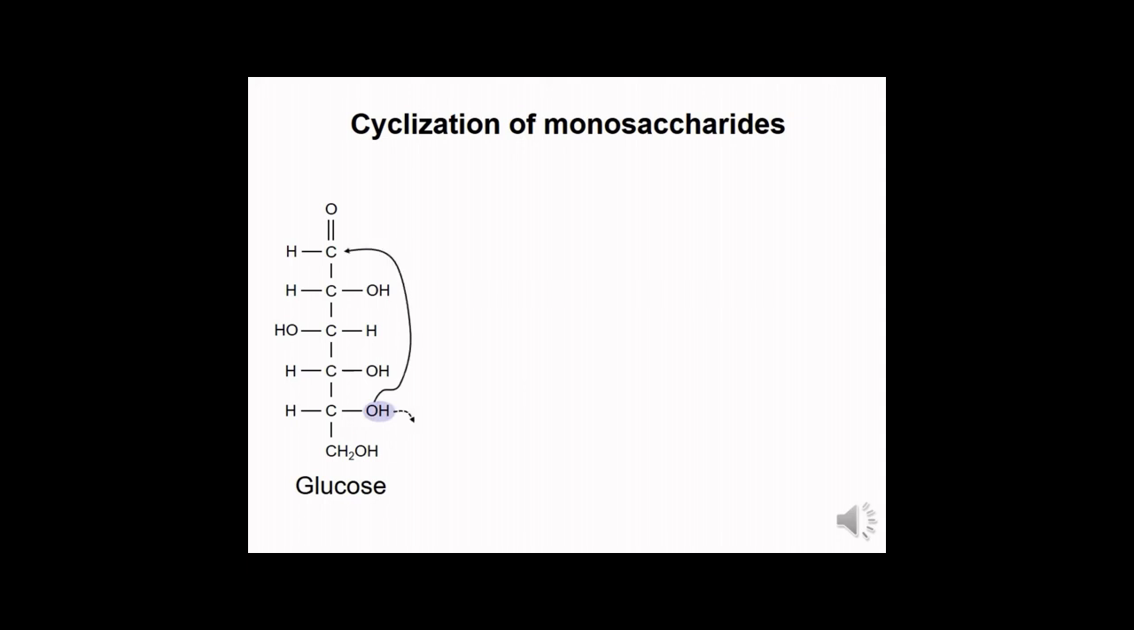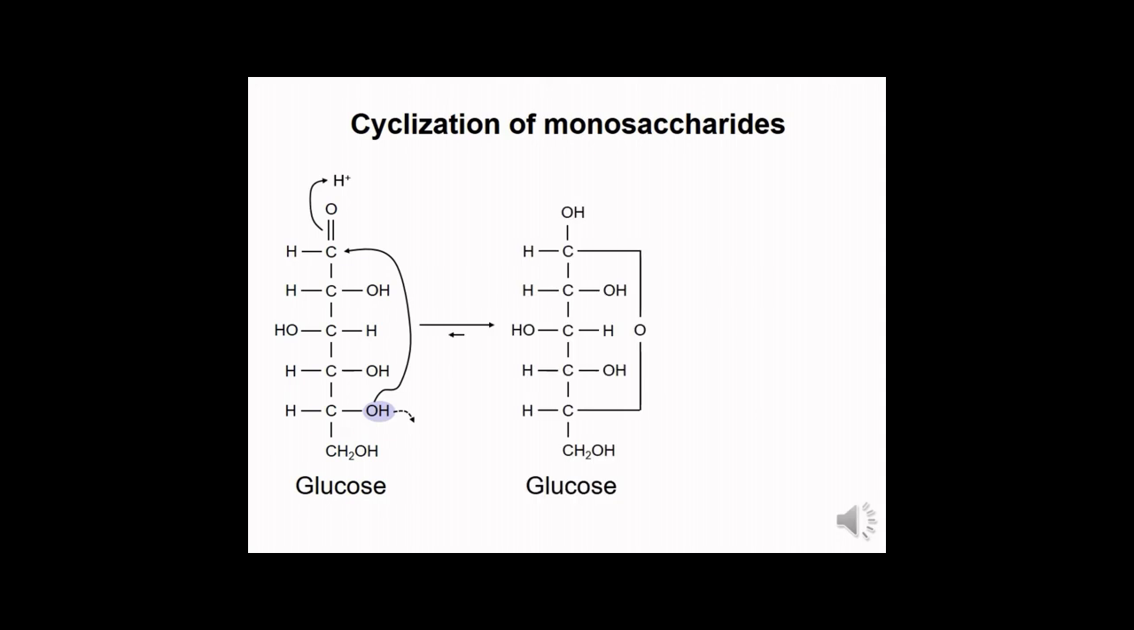The hydroxyl loses a proton to the aqueous environment, while the oxygen of the carbonyl picks up a proton to form an OH group. The result is a new carbon-oxygen bond and a structure with a six-membered ring, 5 carbons and 1 oxygen. This reaction is reversible, but the cyclic or ring form is favored.